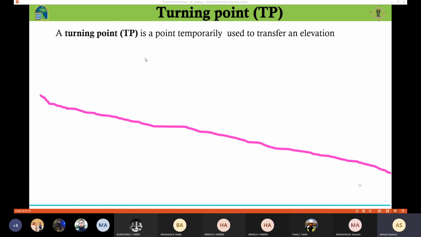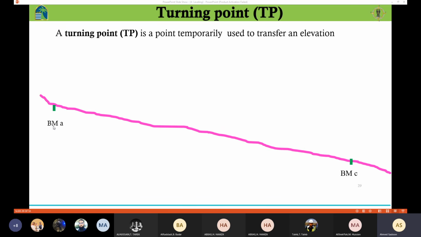First, I'm going to just give you an introduction about the turning point. Sometimes, for example, if I need to know the elevation of the point B, the distance is far away between point A and point B. So if you are going to place the instrument here, you are not going to be able to see the staff at point A or the staff at point C. In this case, I have a problem, right? The distance is too far. I cannot see the staff here or there.